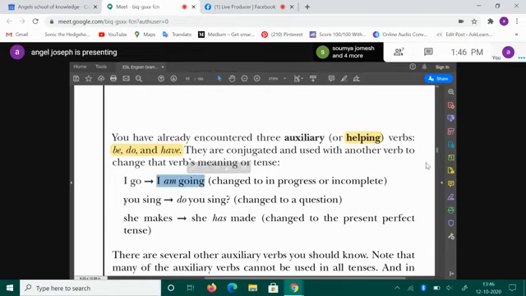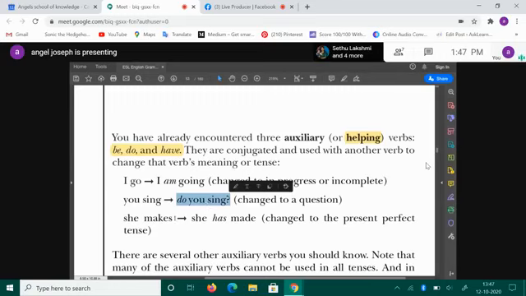Okay, now here again, the next example you see here, you sing. That's in the simplest form, right? You sing. Now when you use the word do, this becomes a question. So here, this is not a question, this is just a statement. You sing, that's just a statement. But when you put the word do, it changes from a statement to a question.